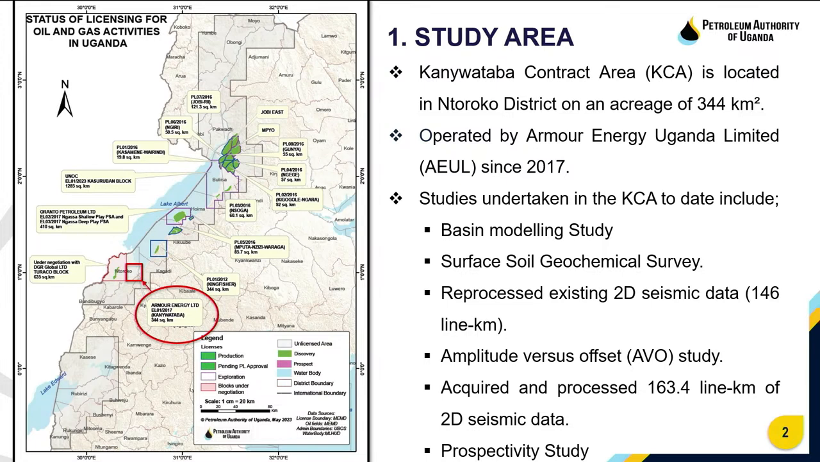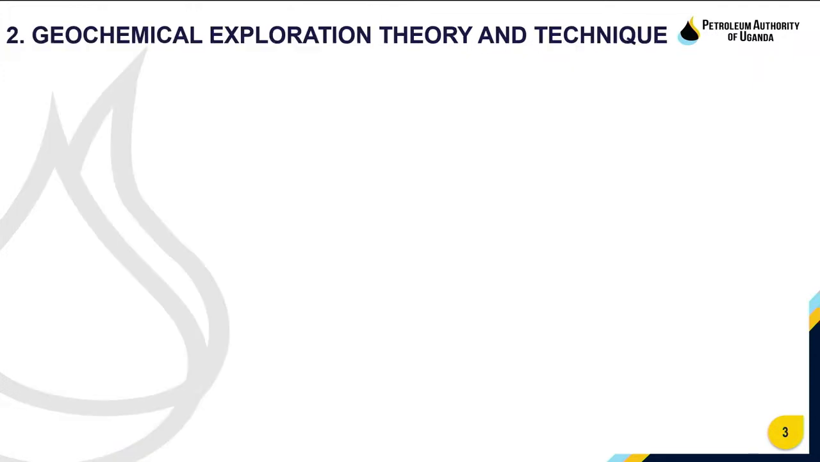It's operated by Ama Energy Uganda Limited. A number of studies have been conducted to date, such as basin modeling, surface soil geochemical surveys, reprocessed existing 2D seismic data, amplitude versus offset studies. We also acquired and processed 163.4 line kilometers of 2D seismic data, and the company also undertook a prospectivity study.